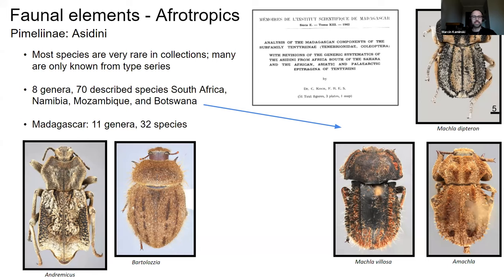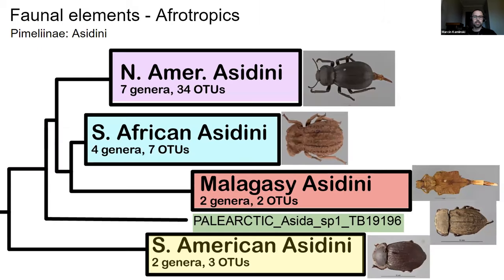Due to this mystic appearance of those species, you can see that they're really diverse in form and pretty enigmatic. On the internet, on different websites, on forums, on Facebook, you can find many ID requests for Afrotropical Asidini. Nevertheless, this is a group that is rarely collected besides a few species, and many of the known species are known only from type series.